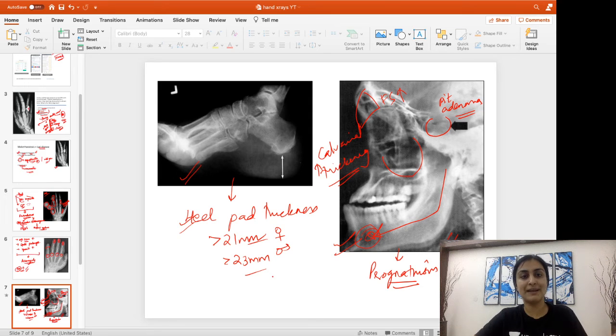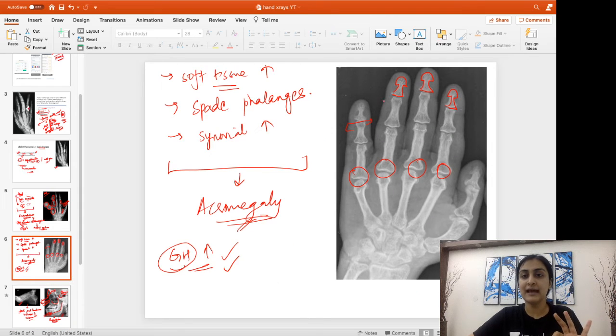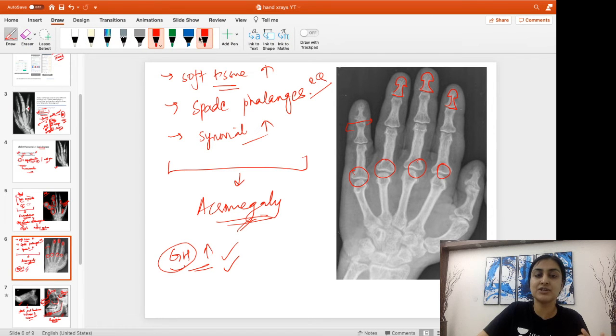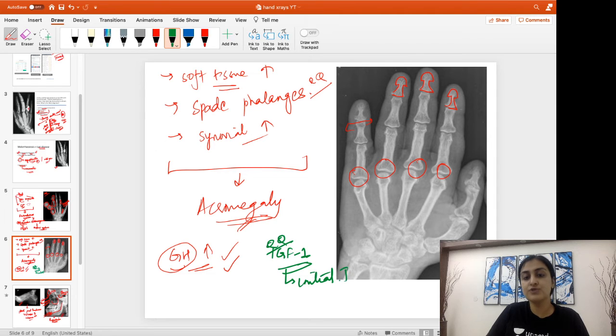Alright, so this is the spectrum of abnormalities seen with acromegaly. In the hand, what did we see? I saw that the soft tissue was thickened. There are spade-like phalanges, again an important one-liner. Joint space might be increased because of synovial proliferation. And one more one-liner for you: what is the screening investigation? If they ask you what is the screening investigation of choice if I see this X-ray, remember, the answer will be IGF-1 levels. So we will do IGF-1 levels, which will be the initial investigation of choice in a suspected case of acromegaly.